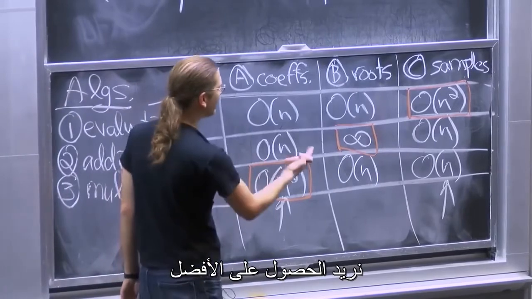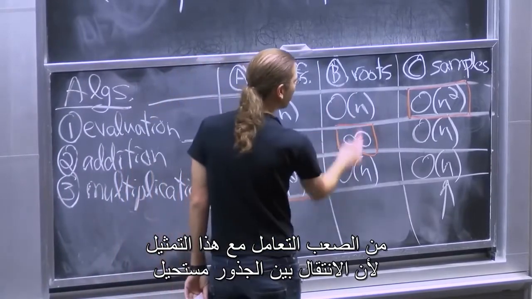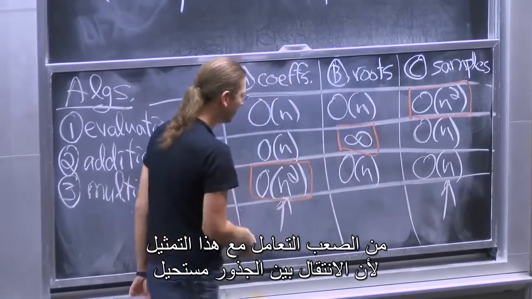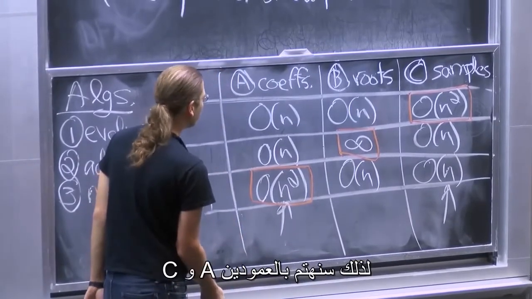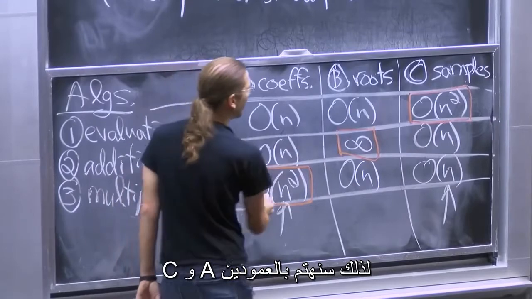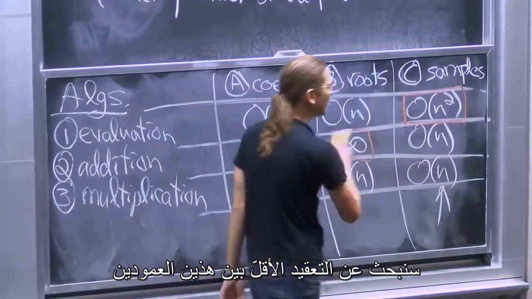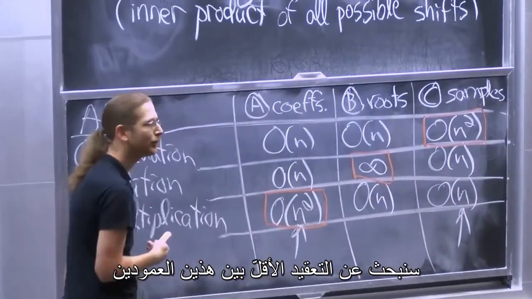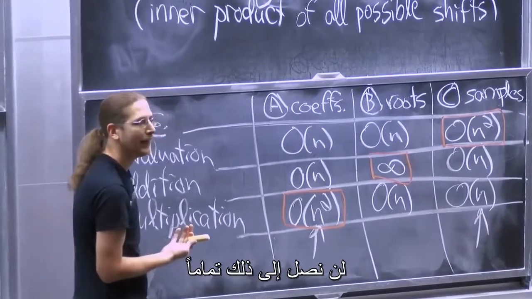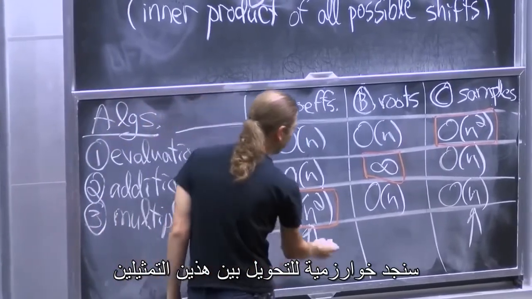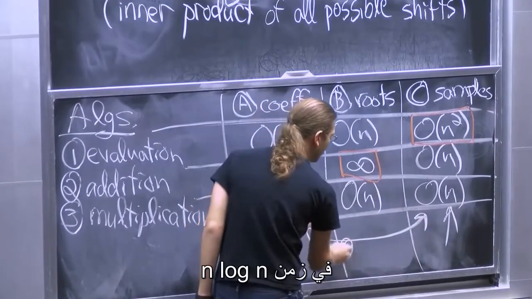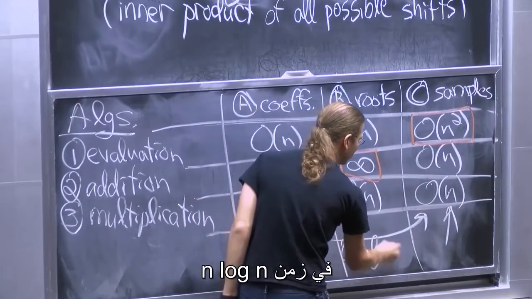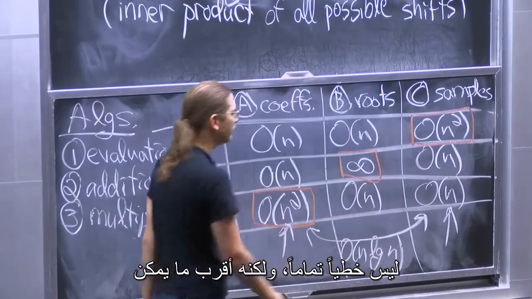What we'd like is to get the best. Now this one is really hard to work with because converting into roots is sort of impossible in an arithmetic model. So we're going to focus on column A and column C. We kind of like to take the min of those two columns. We won't quite get that. What we will get is an algorithm for converting between these two representations in n log n time. So not quite linear, but close.